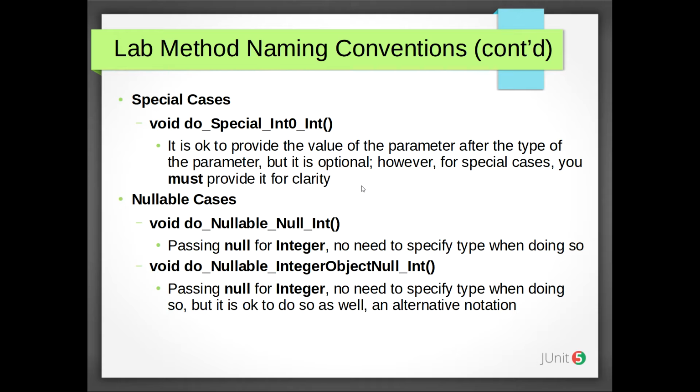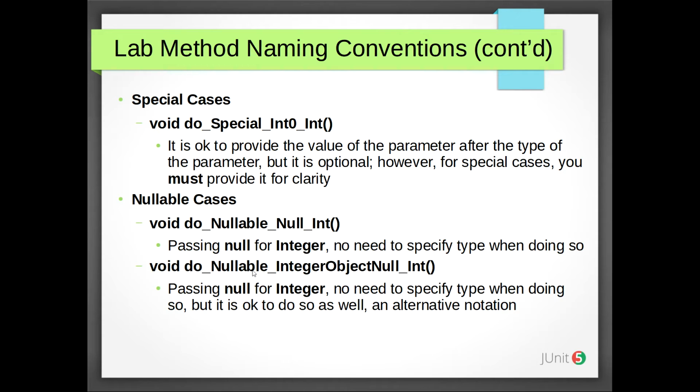Let's check for some nullable cases. Nullable cases is just some special case of a special case. We can do void do_nullable_null_int. Passing null for integer here. No need to specify type when doing so. So we don't have to write integer null. We could do it if we wanted to, but we don't have to. We can just say null.